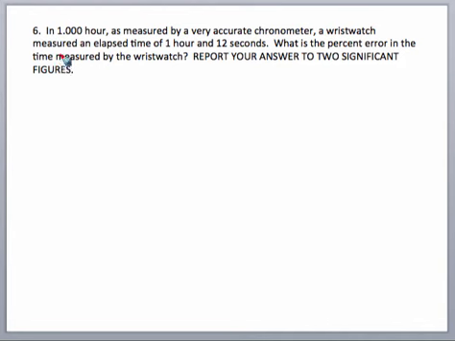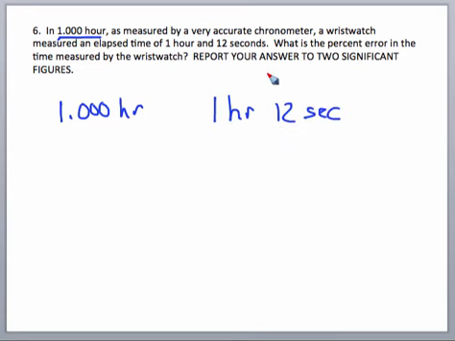So now we have another precision problem. We have 1 hour measured by an accurate chronometer, whatever. So we have 1.000 hours. In other words, that's very precise. It's at 1 hour exactly. And your wristwatch is measuring 1 hour and 12 seconds. And we're trying to figure out what the percent error is. Let's not worry about the sig fig stuff right now.